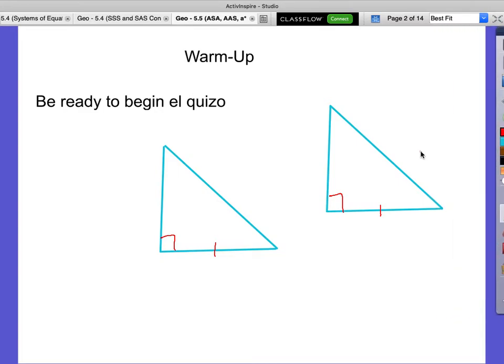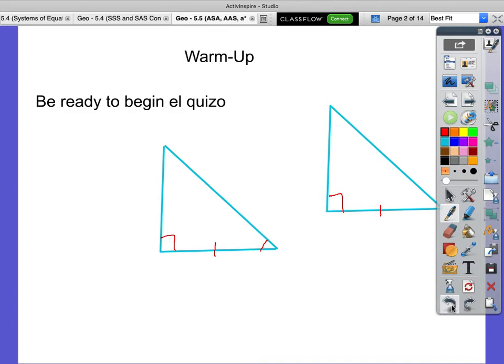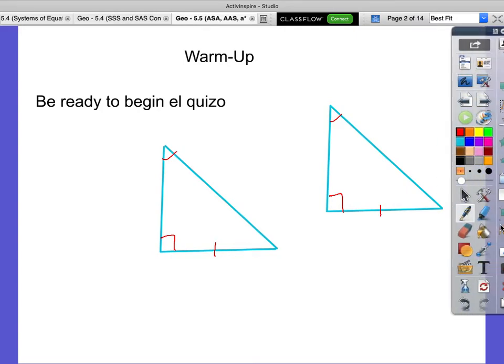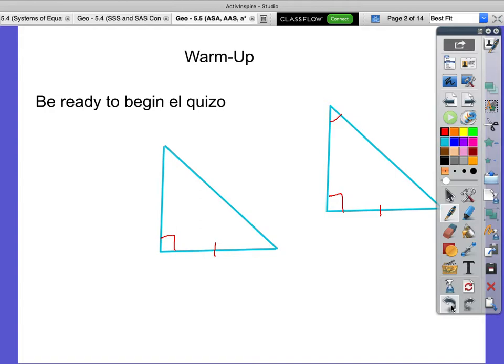What about if I say I knew this angle? Is that enough to prove now? Yes, because we have angle side angle, right? Or if I said instead of that angle, maybe I do this angle. Well, that's once again angle side angle. I'm going to use certain angle standards to do angle side angle as well.